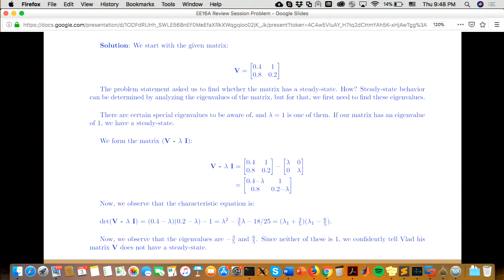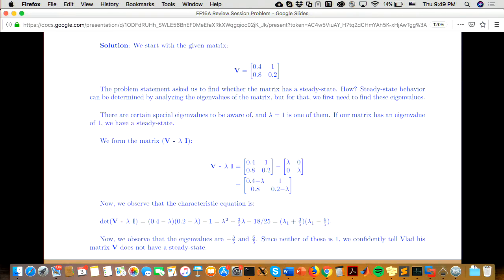And then you're going to subtract minus BC. BC in this case would actually be 1 times 0.8. It's incorrectly written as just minus 1. But when you go through and expand out the expression into the characteristic polynomial, you can factor it as lambda 1 plus 3/5 and lambda 2 minus 6/5. So what that shows us is that we have eigenvalues negative 3/5 and 6/5.